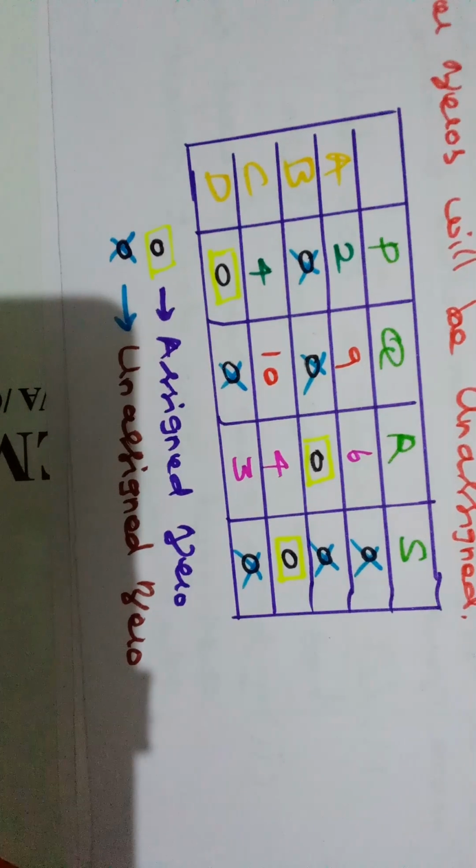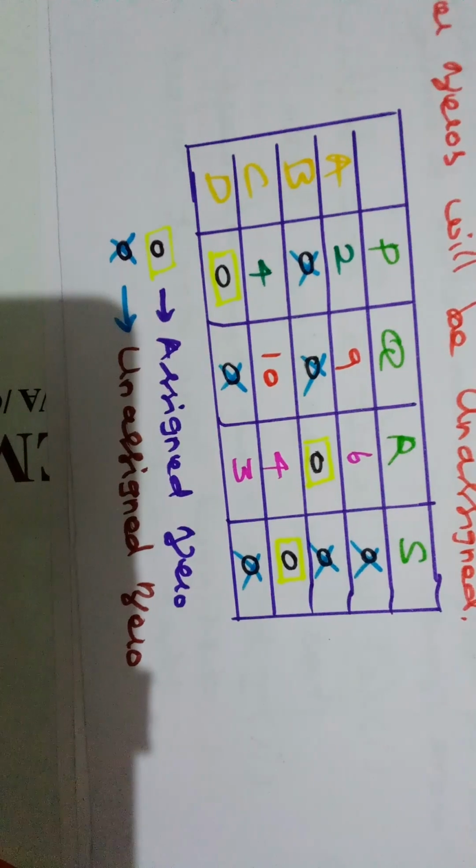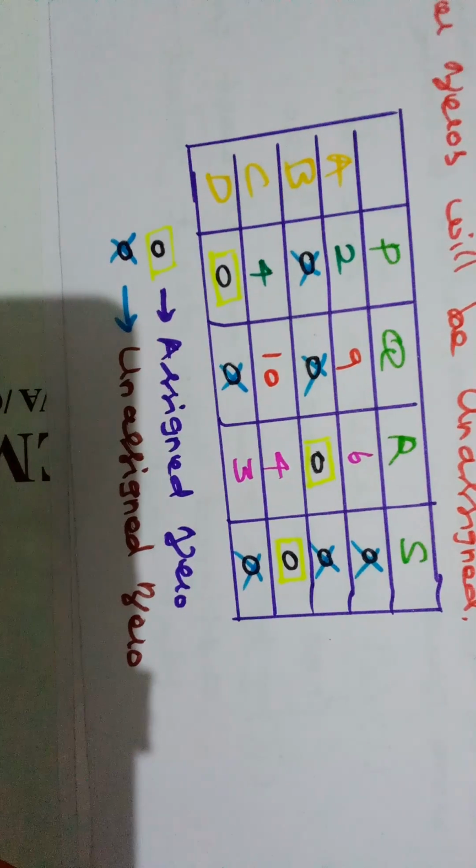Okay, now I'm going to assign. So I focus on the first column, the last value will be assigned zero. It means boxed, isn't it? So I'm going to check other zeros available in the same column. Yeah, one more zero is available in B, so I unassign that zero.